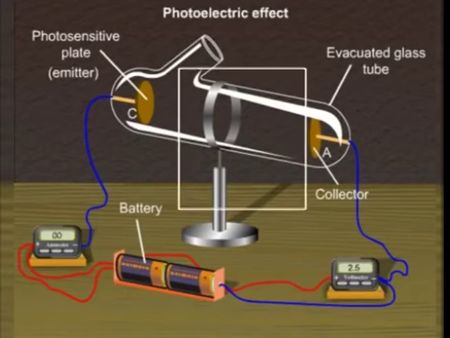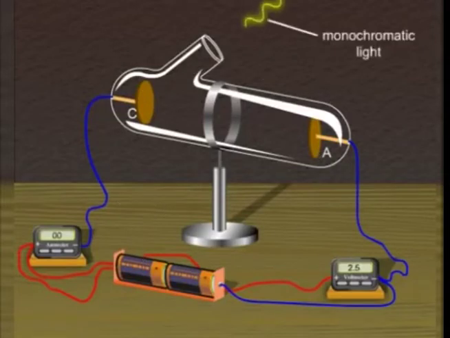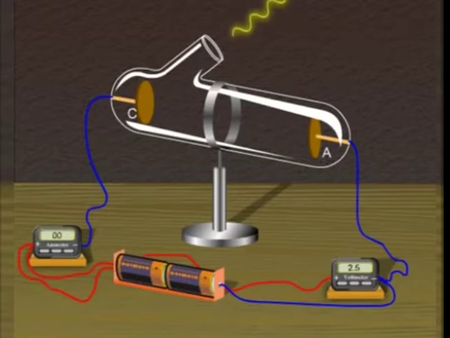There is a small window that opens into the glass tube. It's a transparent quartz window. This permits UV radiations to pass through it and irradiate the emitter. Now a monochromatic light from a source and of sufficiently short wavelength passes through this window and falls on the photosensitive plate C. Because of the photoelectric effect, electrons emitted by the plate C are attracted and collected by plate A.